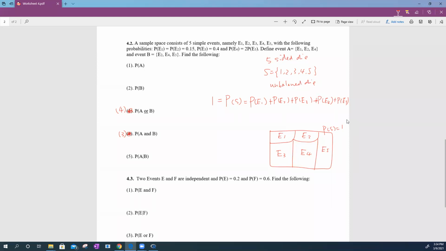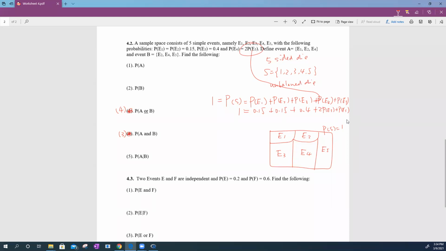Probability of E1 plus probability of E2 plus probability of E3 plus probability of E4 plus probability of E5. That tells us it's everything. So 1. And then that equals what? 0.15 plus 0.15 plus 0.4 plus probability of E4, which is 2 times probability of E5, right? So we just put it here: 2 probability of E5 plus probability of E5. And that's 1. Then we have all the values here, right?